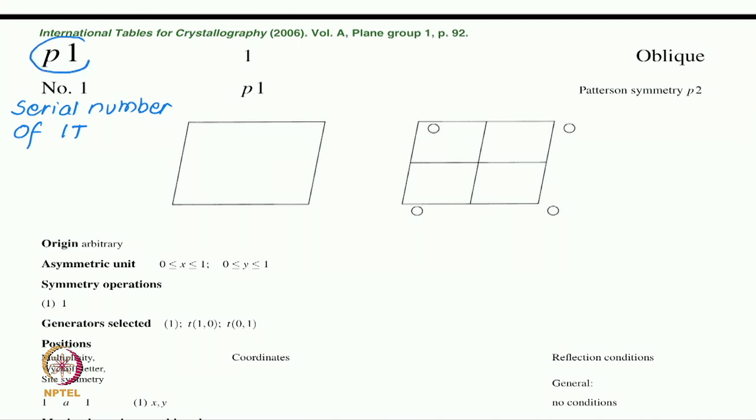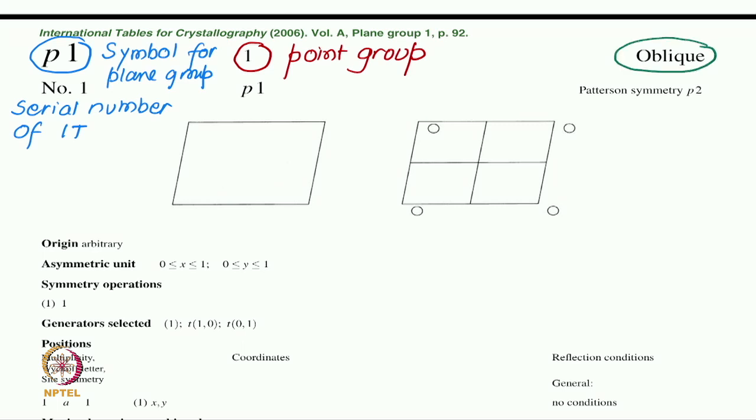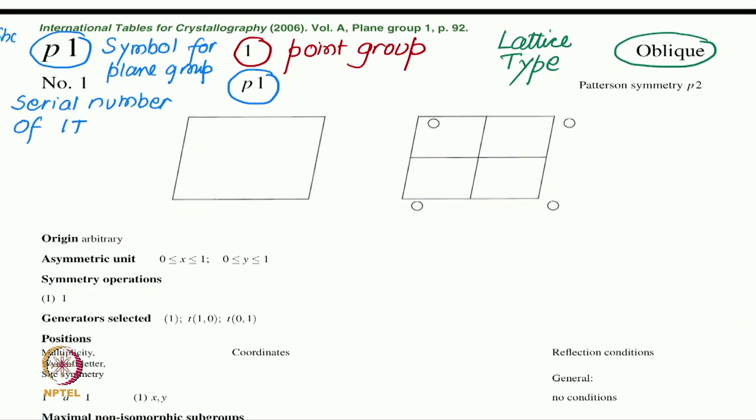P1 is the international symbol for the plane group. 1 is the point group. Oblique is the lattice type. The first one in bold is called the short symbol. This is called the full symbol. In this case, the full symbol and short symbol are the same. So, effectively there is no short symbol, because it is already so short, you can't reduce it any further.